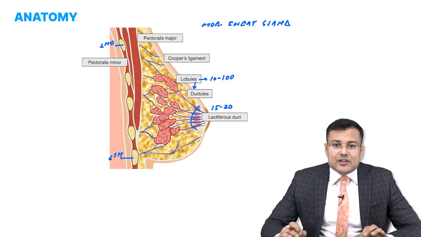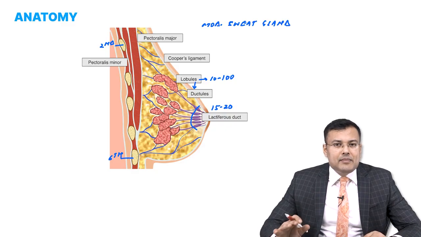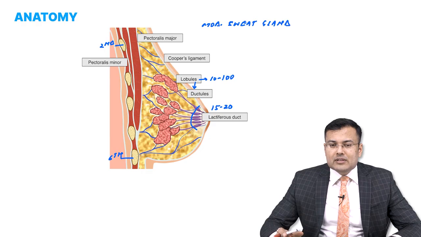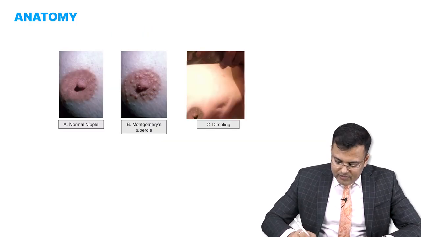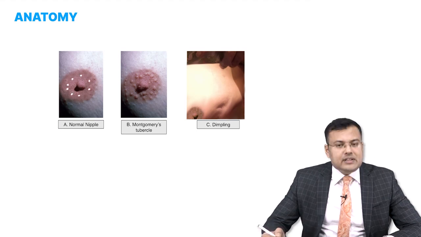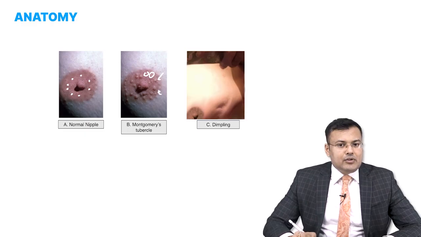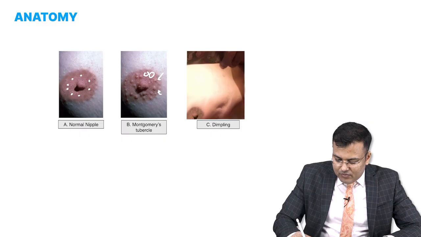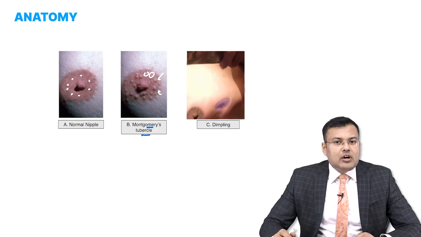You know that in breast around areola, there are multiple sebaceous glands, and these sebaceous glands are going to enlarge during pregnancy. What's the name? It is known as Montgomery tubercles. You can see how it looks like. Here you can notice that this is the normal nipple. Around the normal nipple, you can see in areola, there are multiple sebaceous glands, and these are enlarged during pregnancy. And the name is Montgomery tubercles. Clear?